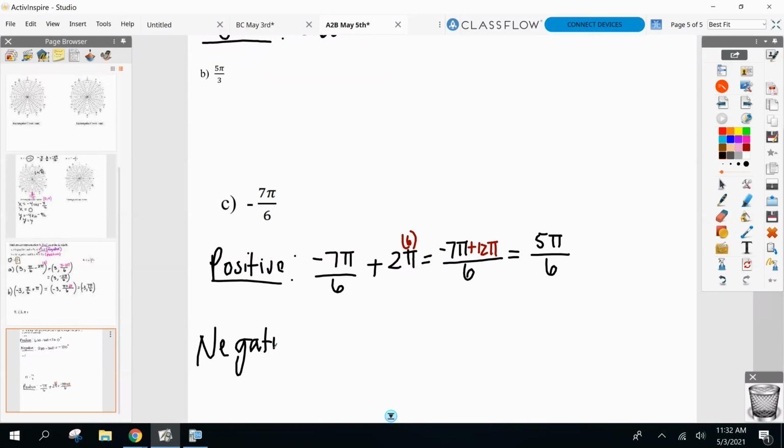Any suggestions on how I find a negative angle that's coterminal with it? Subtract 2 pi. Yep, so negative 7 pi over 6. Now let's subtract 2 pi. Could you also take the original, like 5 pi over 6, and subtract? Isaiah asked in class, could I take 5 pi over 6, my positive answer, and keep subtracting? Absolutely. Look at you, boss, huh?